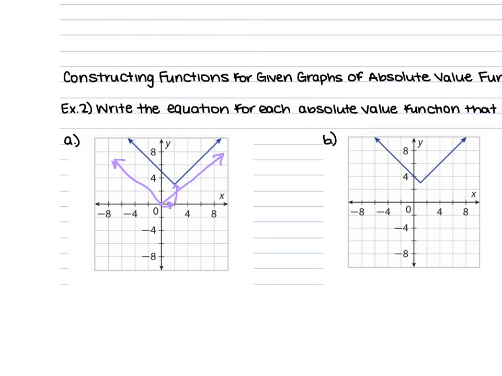So there's going to be two types of transformations here. Anything that's going to the right or left is going to go inside the absolute value bars with x, and we're going to use the opposite sign to represent it. Anything that's going up or down goes after the absolute value bars and is either added or subtracted. So because we're going to the right 2, this is going to be the absolute value of x minus 2. And then because we go up 3, that's going to be plus 3 outside the absolute value bar. So that's just going to be f of x is equal to the absolute value of x minus 2 plus 3.